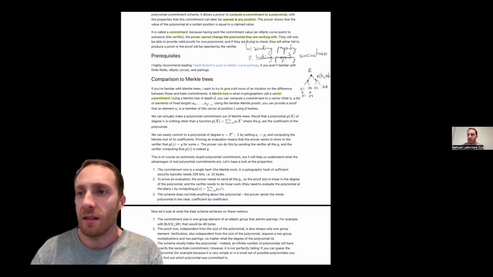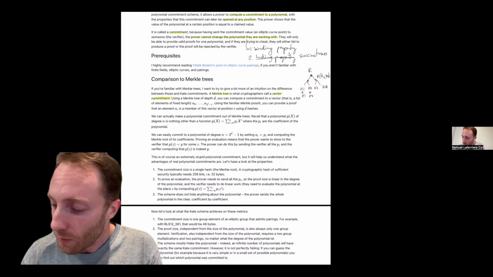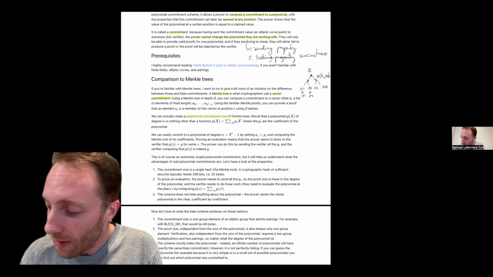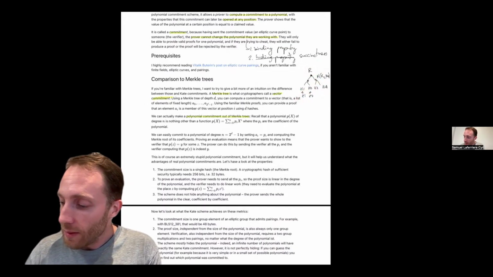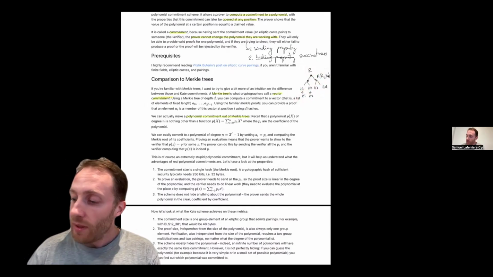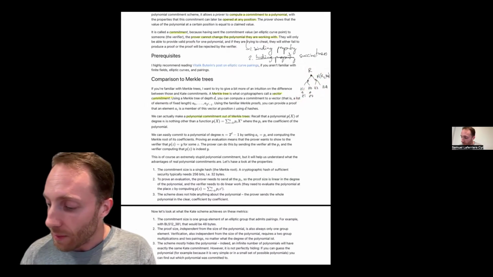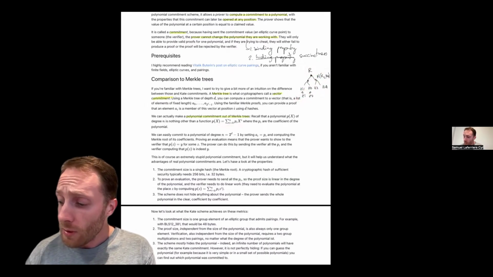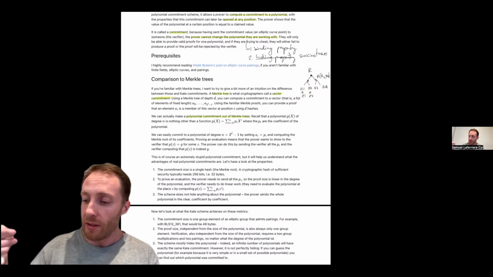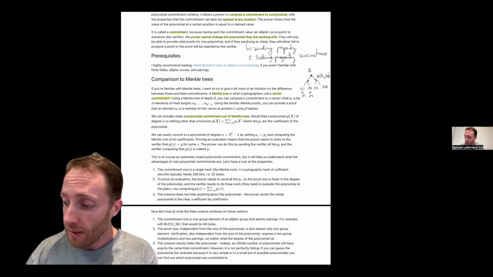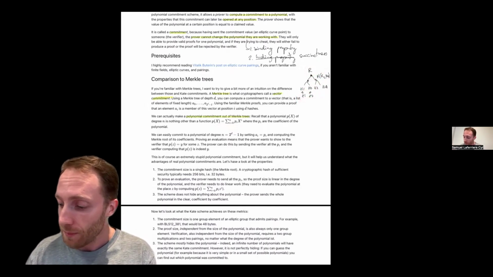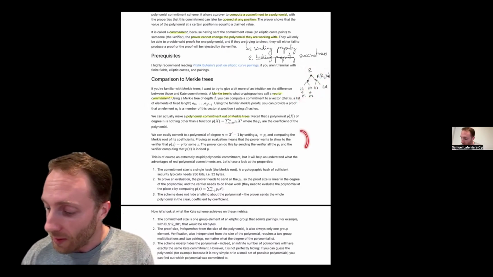So what he says is interesting. We can actually make a polynomial commitment out of Merkle trees. The way you do that is just by taking the polynomial, taking its coefficients, and encoding them here at the leaves of the Merkle tree. So that's what he's saying here.